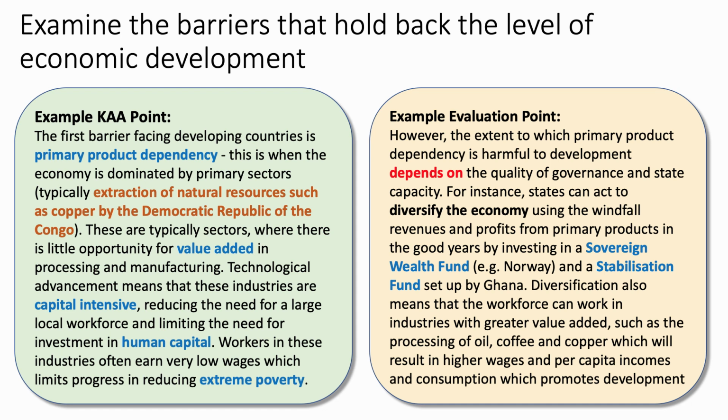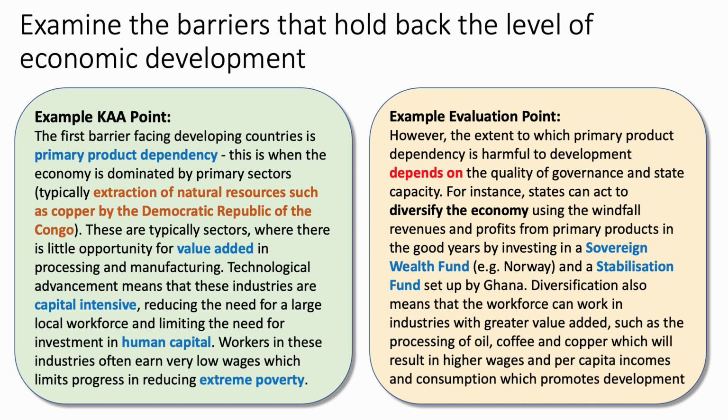A good example there is Norway. They might build a stabilization fund, a good example set up by Ghana, so they can stabilize the economy during the bad times. Diversification also means that the workforce can work in industries with greater value added. Instead of just growing the coffee, extracting the copper or the oil, start to process and brand some products based around it. That will result in higher wages and per capita incomes and consumption, which promotes development.